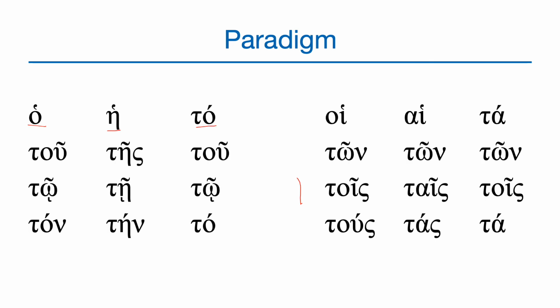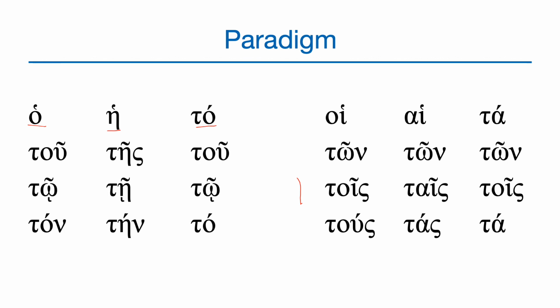Next. The definite article has to agree with the nouns they are modifying in their case, gender, and number. If the noun that this article goes with is a masculine, it will be ho. If the noun is a feminine, the article will be he. If the noun is a neuter, the article will be to. If the noun is in the genitive, the article will agree, it is in the genitive, tou. Tes, tou, in the neuter.